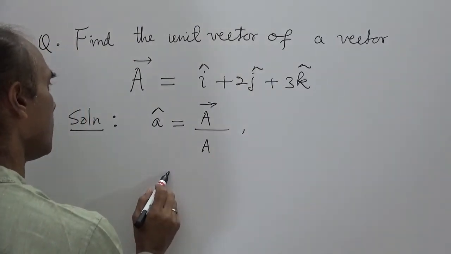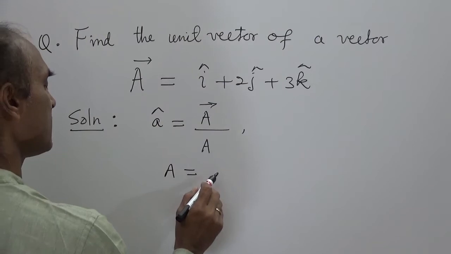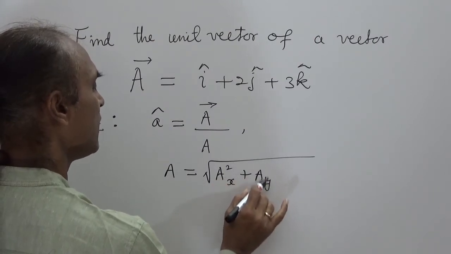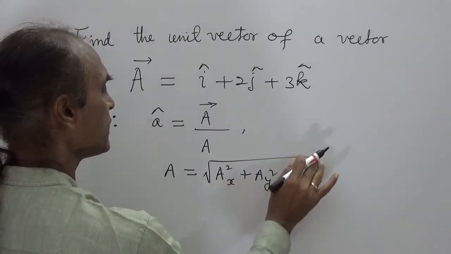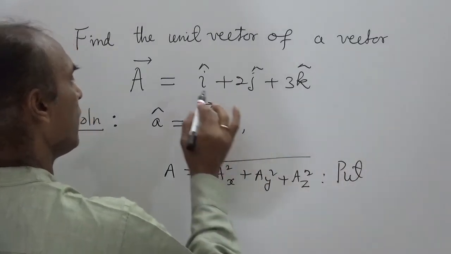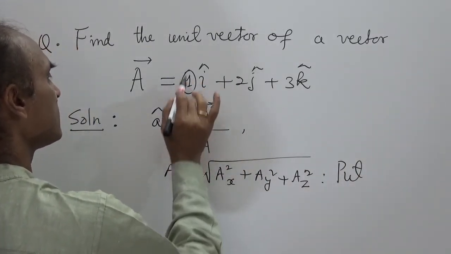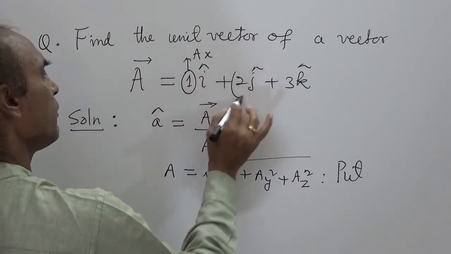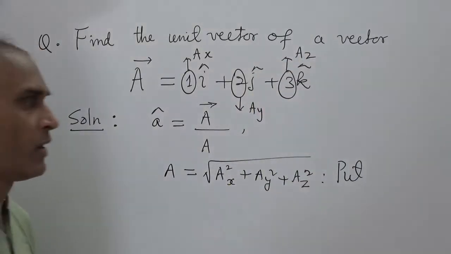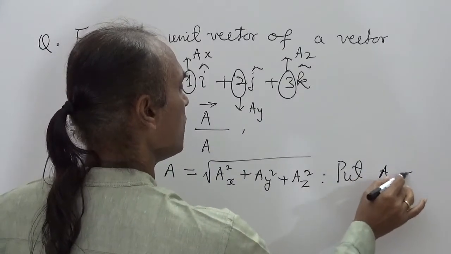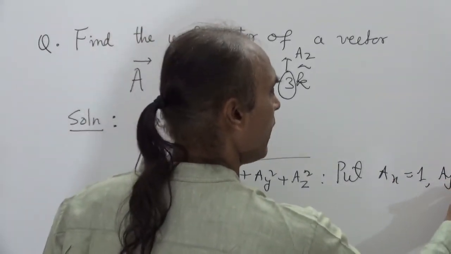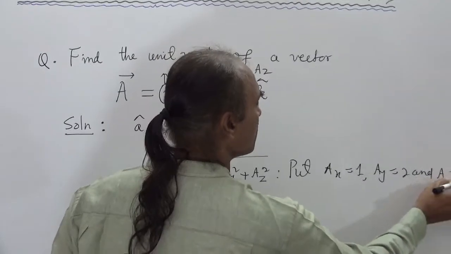Here, the magnitude of the given vector is given by the formula square root of ax square plus ay square plus az square. Put what is ax? This is ax. What is ay? This is ay. What is az? This is az. So put ax is equal to 1, ay is equal to 2, and az is equal to 3.